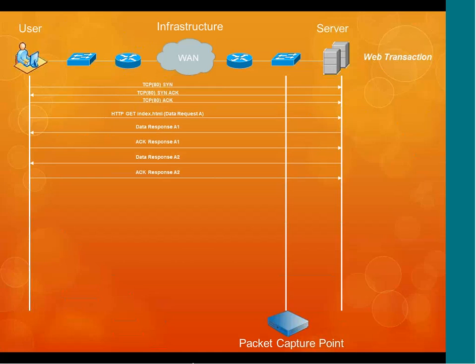Well, we all know that there is no web page out there that is only a single HTML file. There are other pieces. There may be a sub HTML page or a CSS or a JavaScript or some GIFs or PNGs that we may need to get. So in this case, let's say the user makes a second request for nav.html.